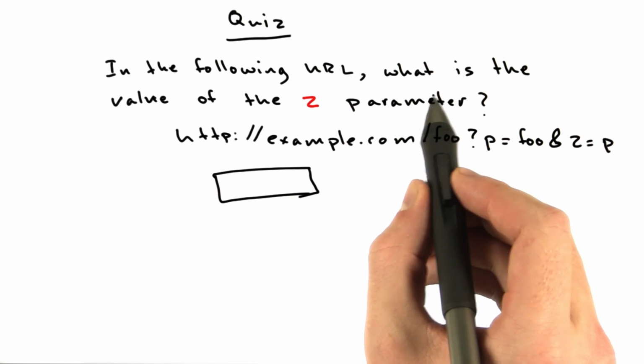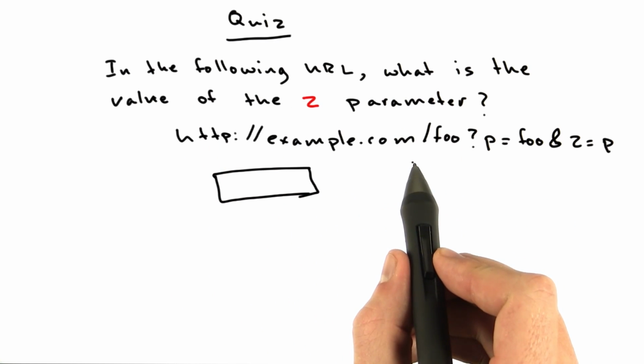In the following URL, what is the value of the z parameter? Here is your URL.